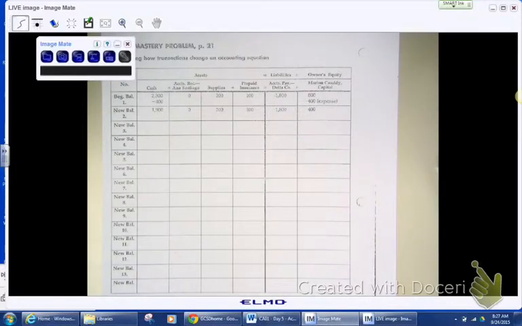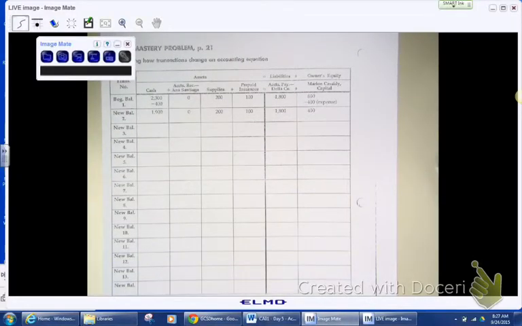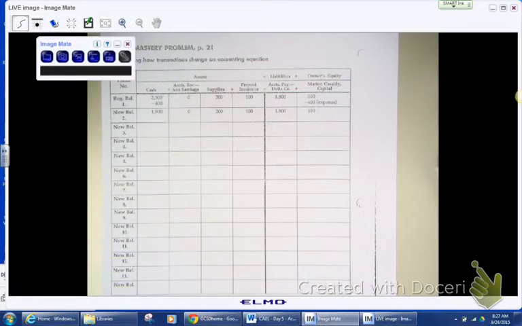Let's go over the mastery problem on page 21. Again, we'll do the popsicle sticks to pick volunteers. All right, so see who's first up. Brendan.